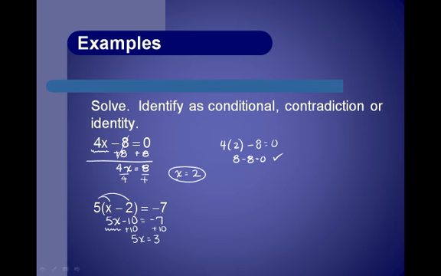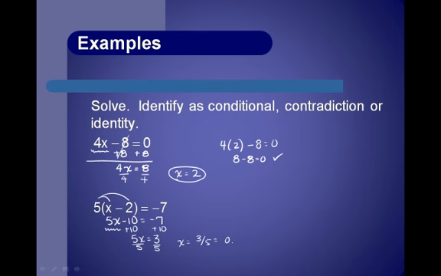Then we're going to go through and get just x on a side by itself. So we're going to divide by 5. Remember, if you're multiplying by 5, then you divide by 5, which gives us x is equal to 3 over 5.